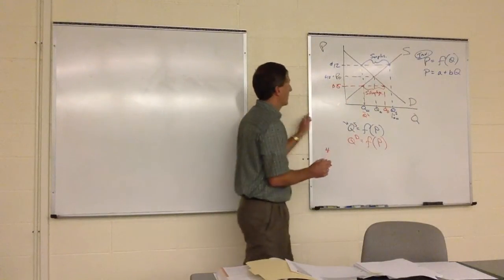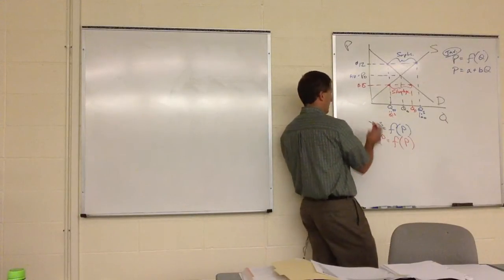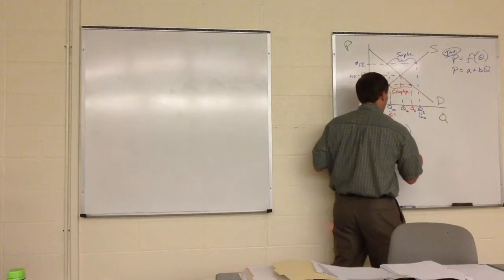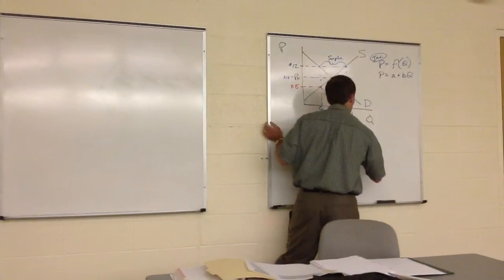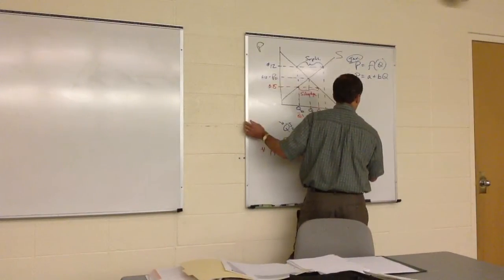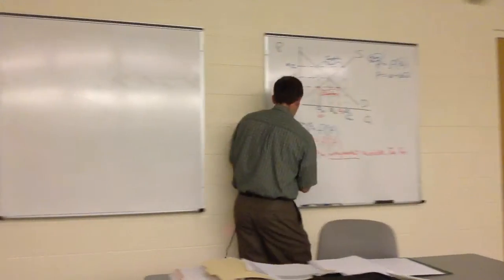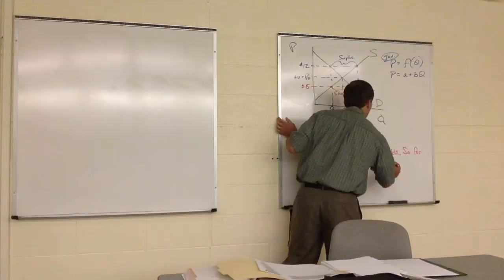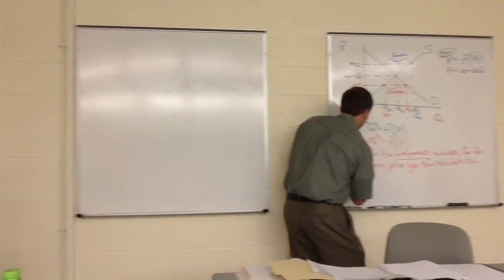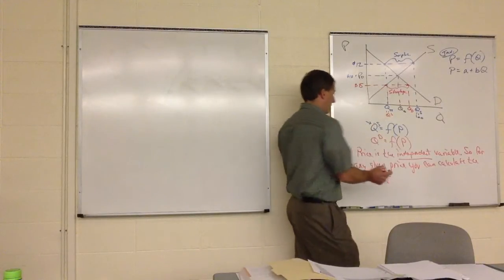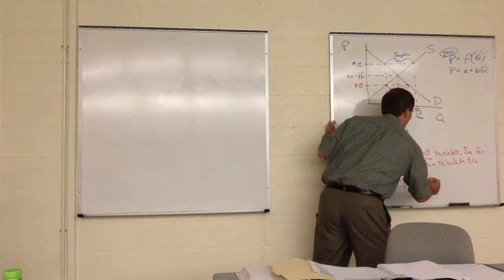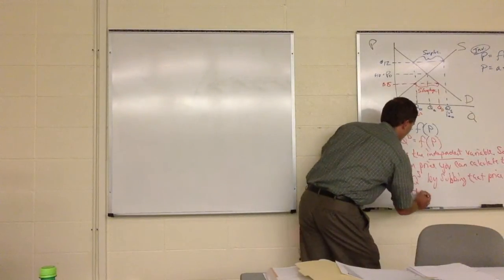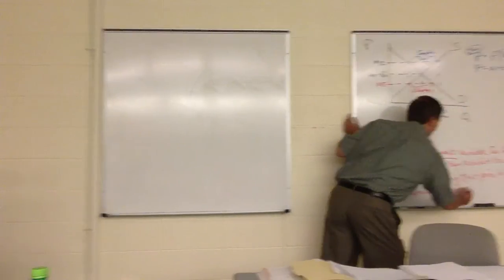So if I'm going to summarize what we just said, which is a bit of a flyby here, price is the independent variable. So for any given price, you can calculate the quantity demanded or quantity supplied by subbing that price into the demand or supply equation.